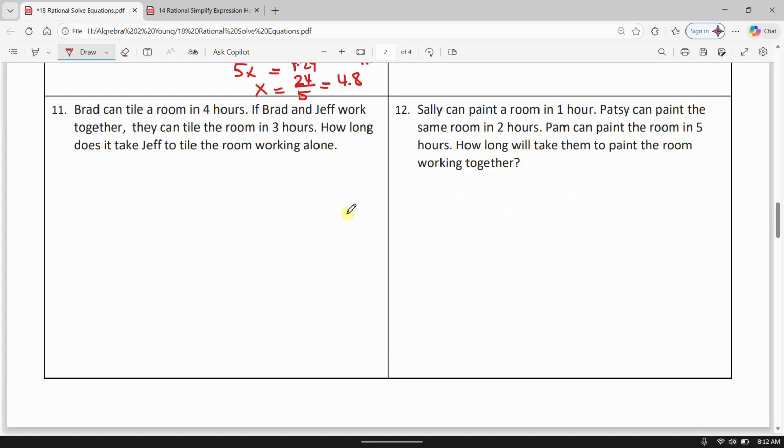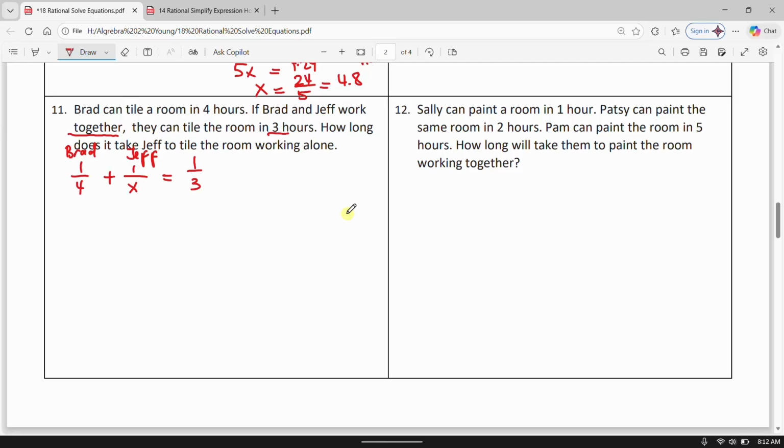So let's just write it down. For Brad, it's going to be 1/4. So again, this is Brad. And then what about Jeff? So Jeff is over here. We don't know how long it takes Jeff to tile the room, so we're going to use 1/x. And then if they work together, they can finish the room in 3 hours. So we're going to have 1/3.